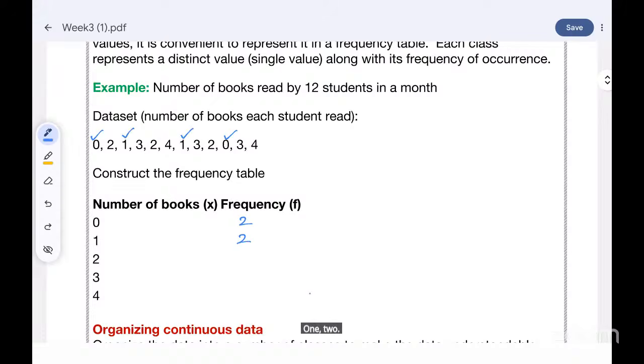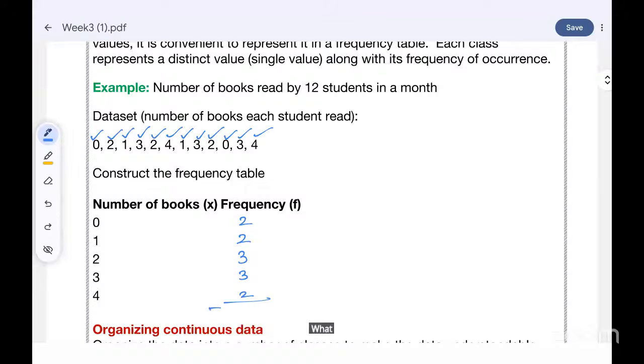Okay. Now for 2, how many? 3. Okay. Next for 3, it is 3. Next for 4, how many? 2. So now if you sum this, what are you getting?